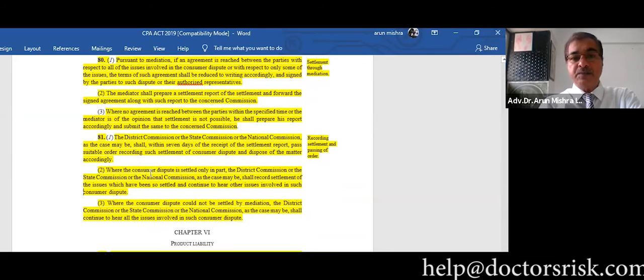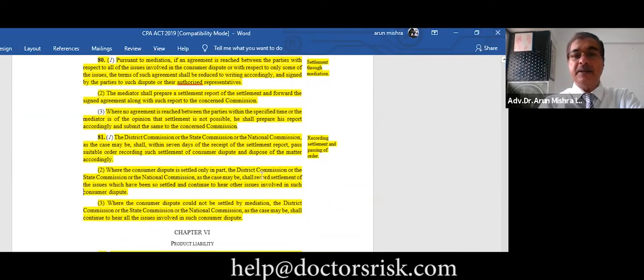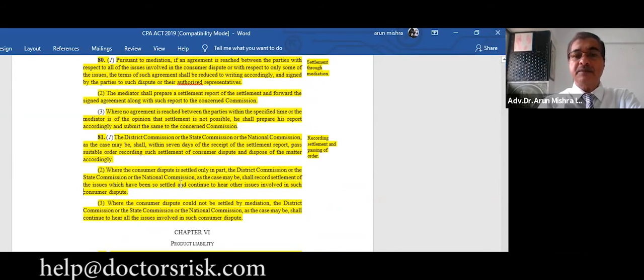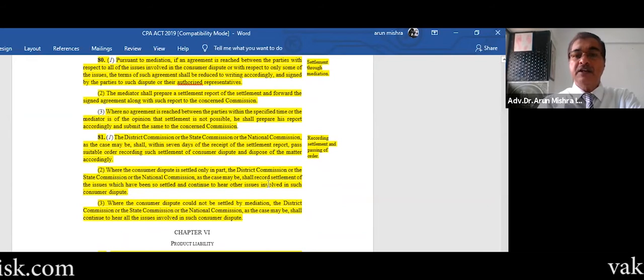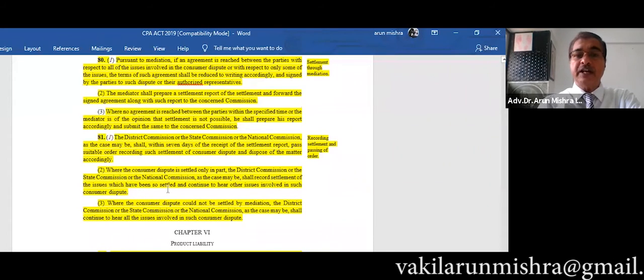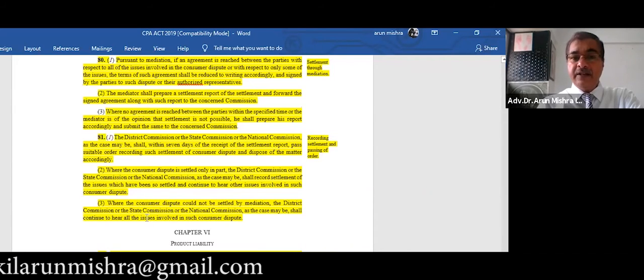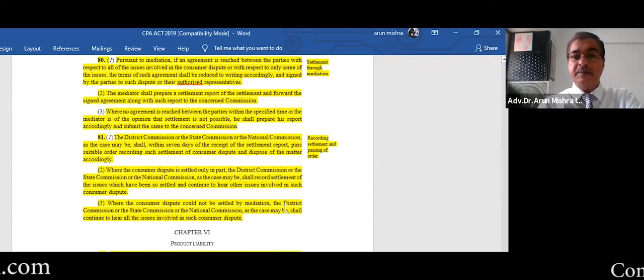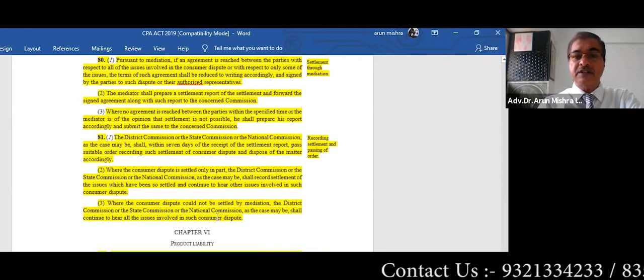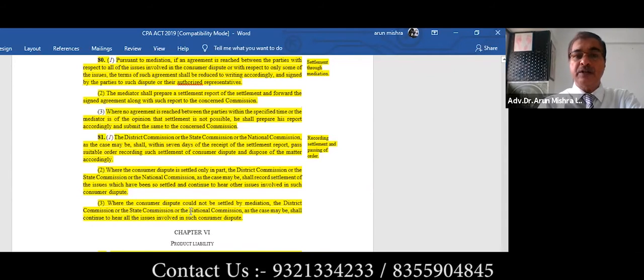Where the consumer dispute is settled only in part, the district commission, state commission, or national commission, as the case may be, shall record the settlement on the issue which has been so settled and continue to hear other issues. And where the consumer dispute could not be settled by mediation, the district commission, state commission, or national commission, as the case may be, shall continue to hear it.